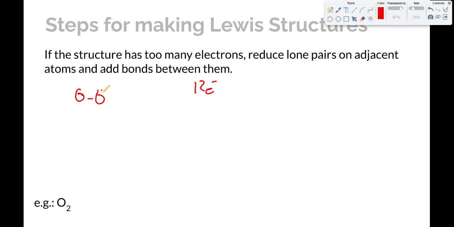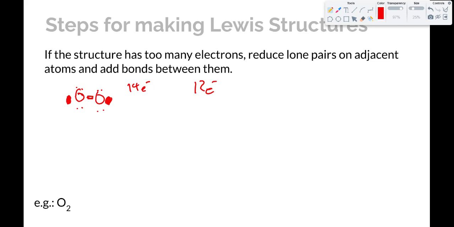If I fill these octets, I'm going to have to put 6 electrons in 3 lone pairs on each oxygen, and my count is now 14 electrons. 6 in lone pairs on each oxygen plus 2 for the bond. 14 electrons is too many. So what I'm going to do is take these adjacent atoms and reduce one lone pair. I'm going to take that lone pair away. I'm going to take that lone pair away. And then I'm going to add another bond in between the two.